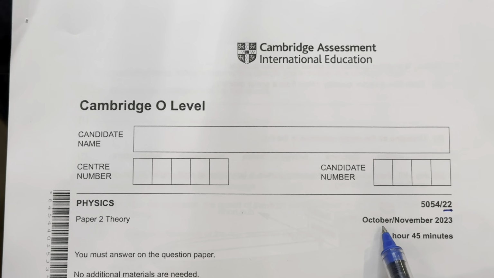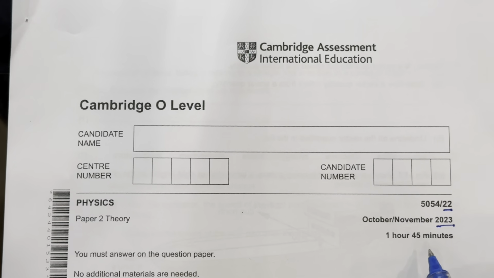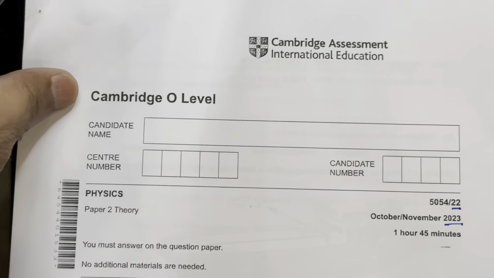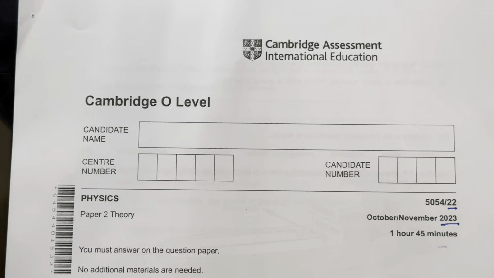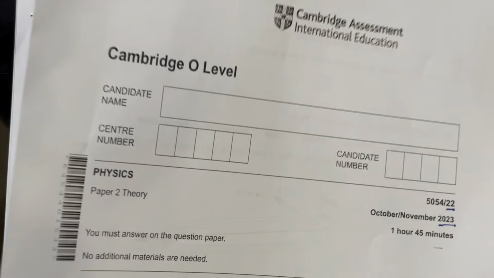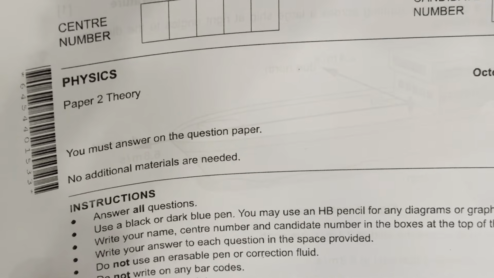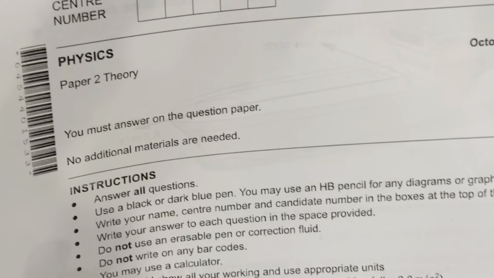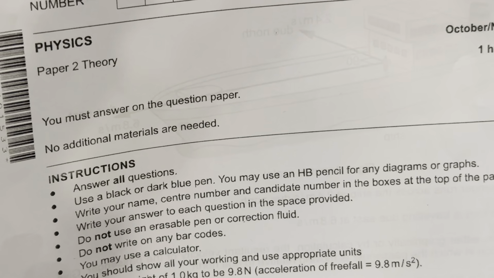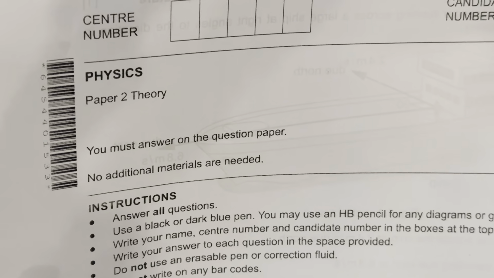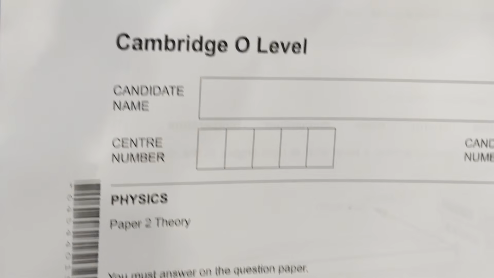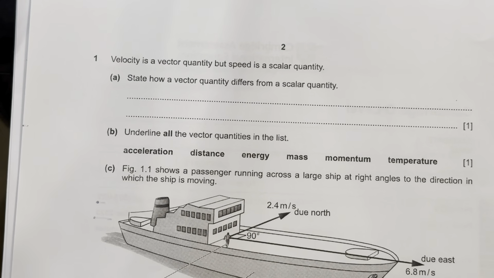For the session of October-November 2023, we have 1 hour 45 minutes for this paper and the instructions carry important information of g. The value of g is 9.8 meter per second square, and we are allowed to use a calculator and we can use an HB pencil as well. We have 80 marks for this paper. So we're going to start our paper from question number 1.